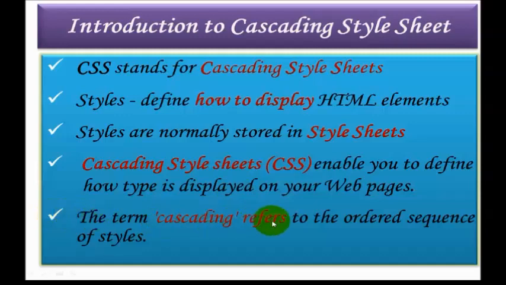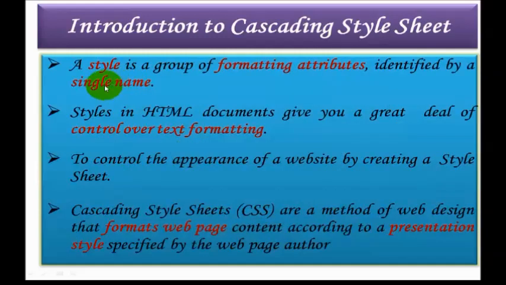The term cascading refers to an ordered sequence of styles. What is cascading? Cascading is nothing but an ordered sequence of styles. What is a style? A style is a group of formatting attributes identified by a single name. So how can the style be identified? A style can be identified by a single name.